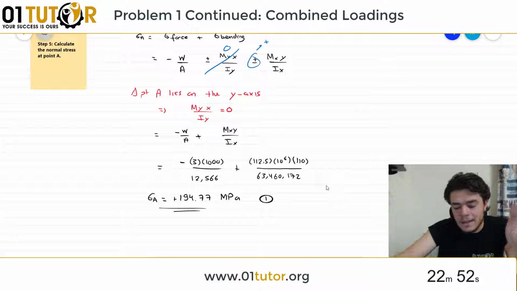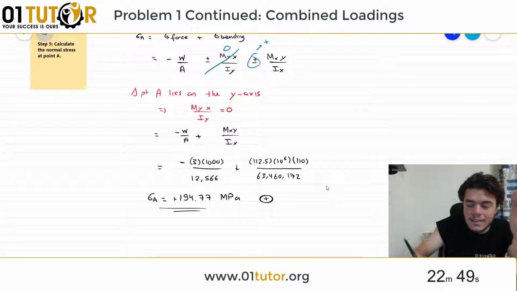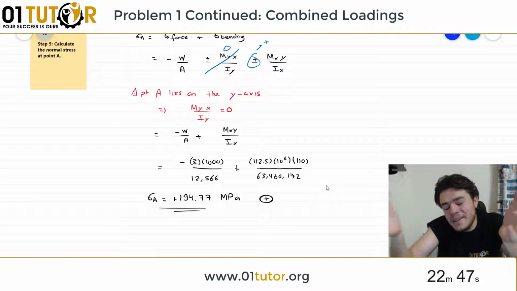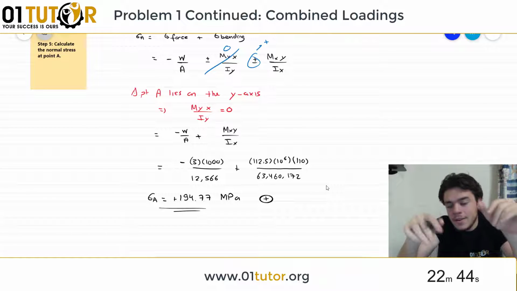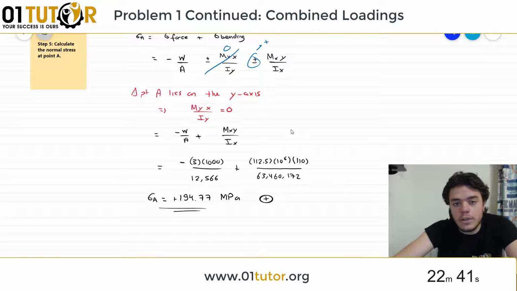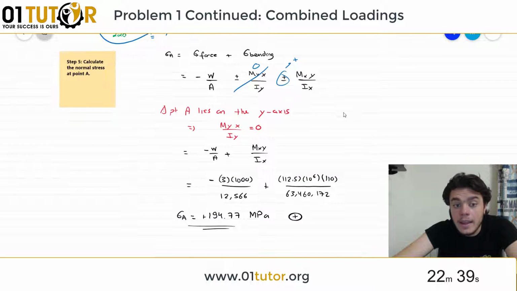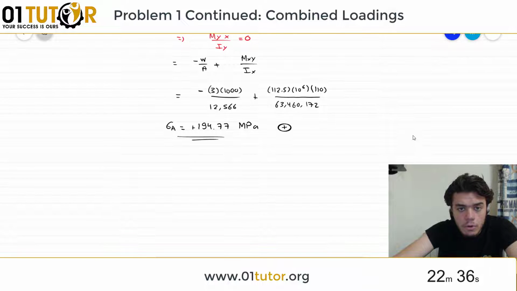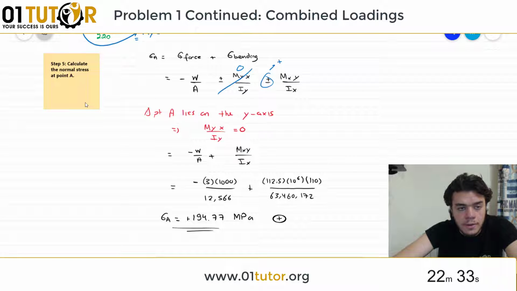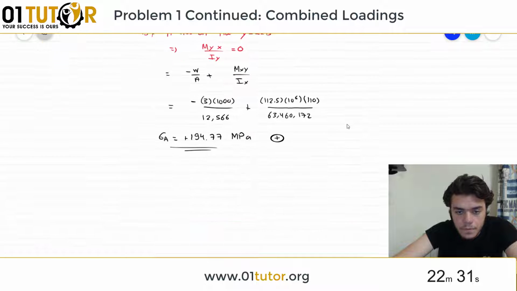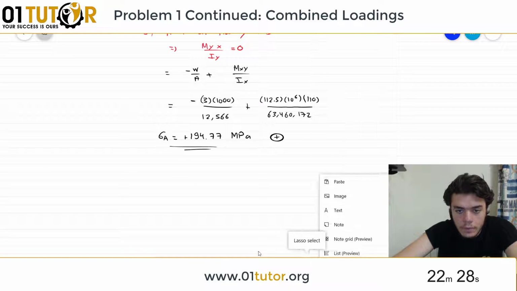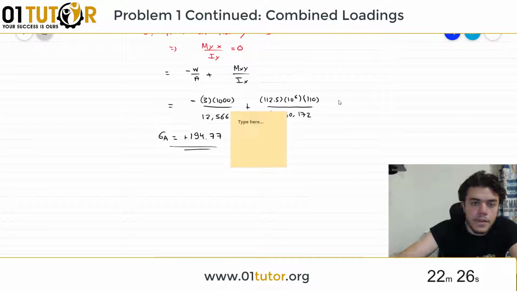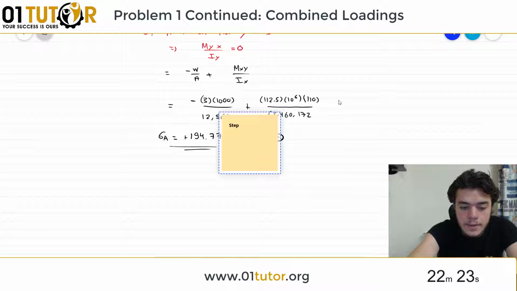Okay, see, usually this is what you're going to get in problems, not 1 million and 3 million like we got earlier in the exercise. Alright, these are logical numbers in here. 194.77 megapascal at point A. Okay, so now that we have the normal stress at point A, step 6 is to calculate the shear stress at point A.